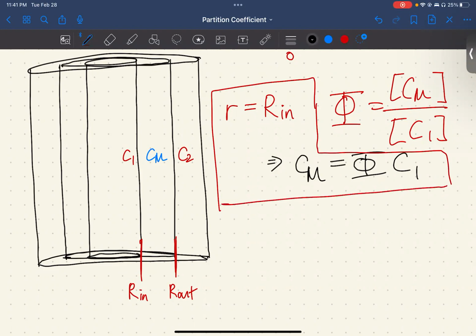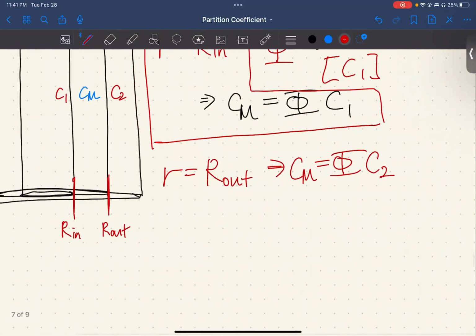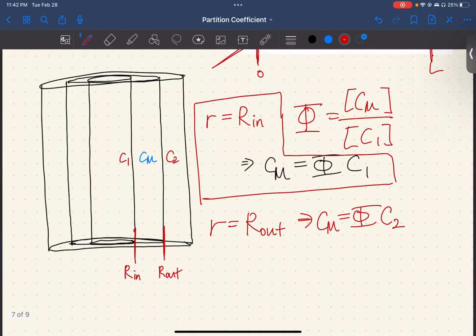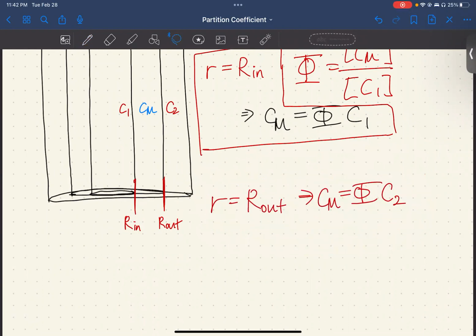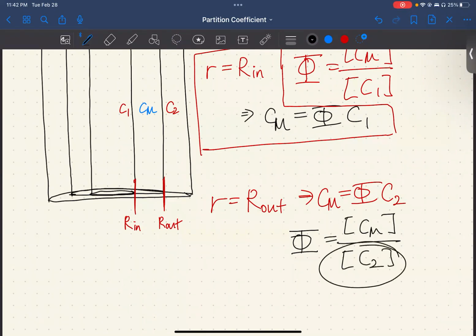Then with that same logic, when R is R out, we know that Cm is equal to the partition coefficient times C2. So we know these two boundary conditions now. We know it because of the definition of the partition coefficient. I just want to show you this one too, just to really solidify this concept. Partition coefficient is equal to Cm over C2, and essentially, just move the C2 over, and you get this expression. So we know our boundary conditions now. Now what are we doing with our actual expression?